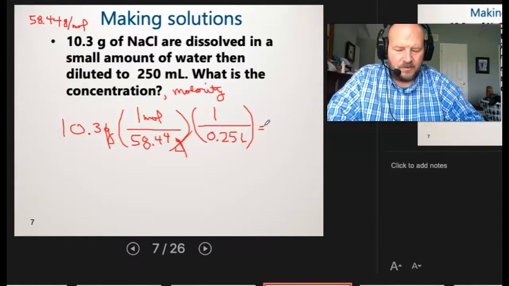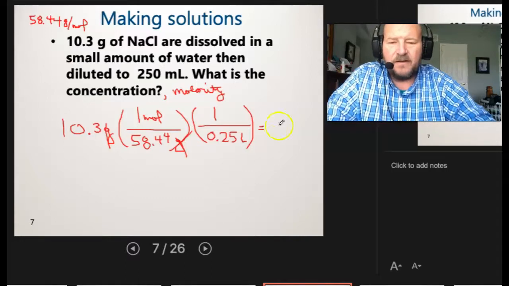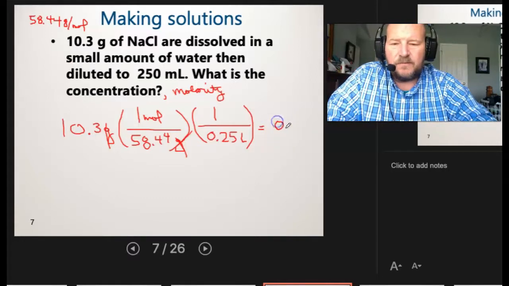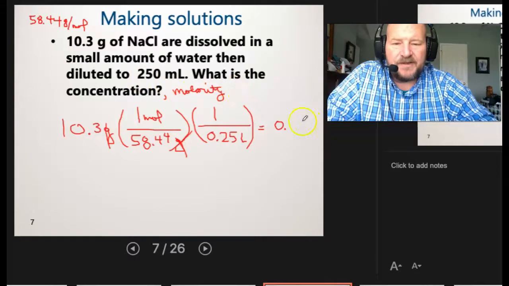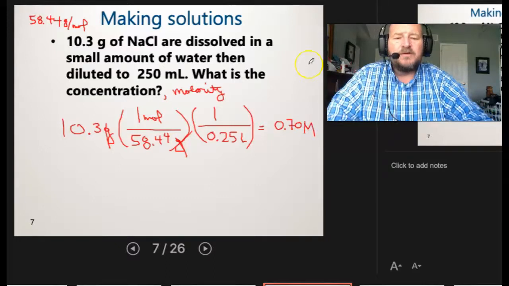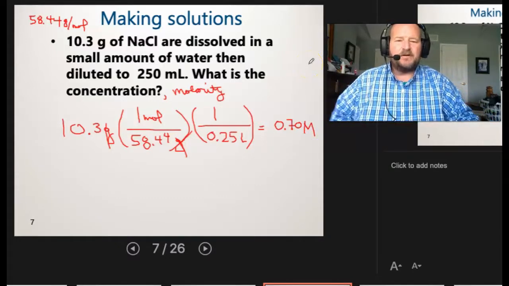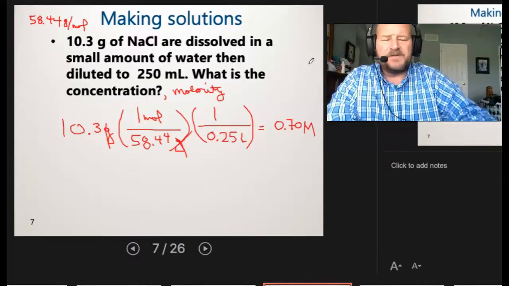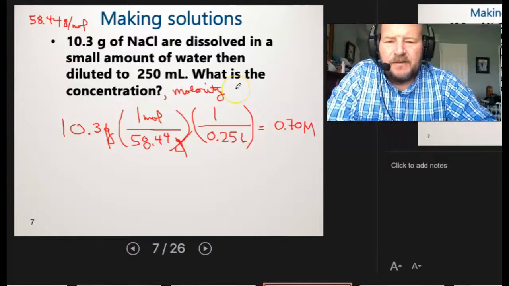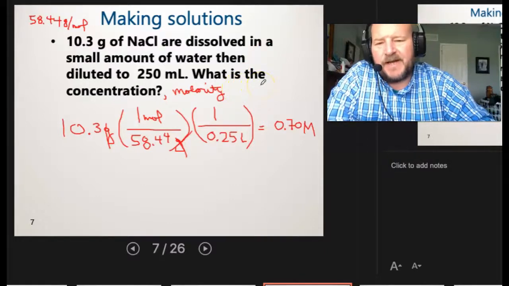All right. Plug and chug time, 10.3 divided by 58.44 times 1 divided by 0.25 gives me 0.70. And how many sig figs do we get? 3 and then 2. So 0.70 molar.